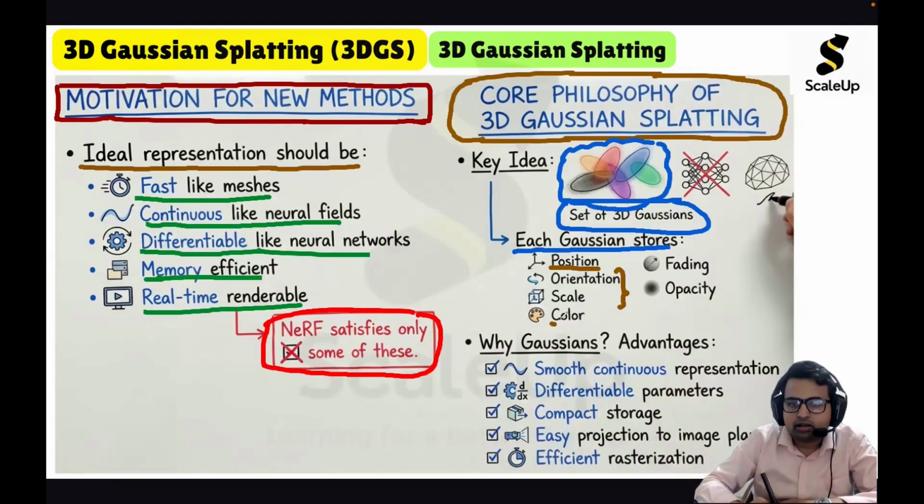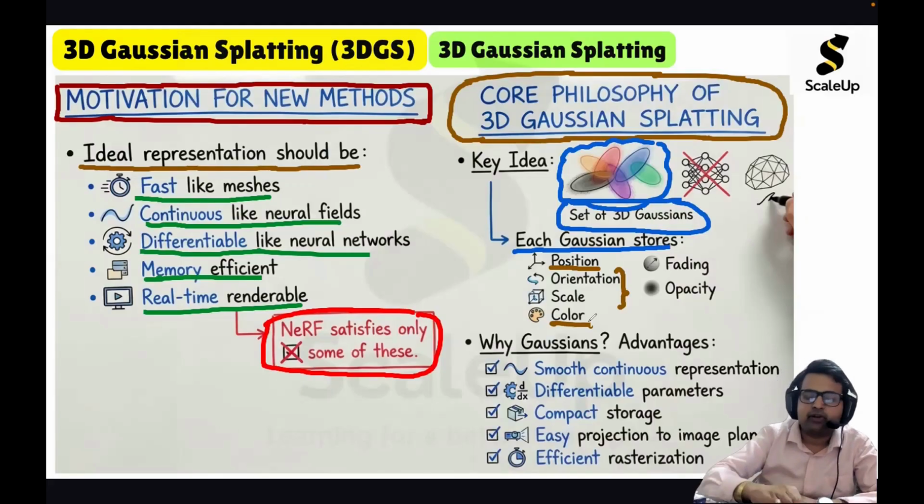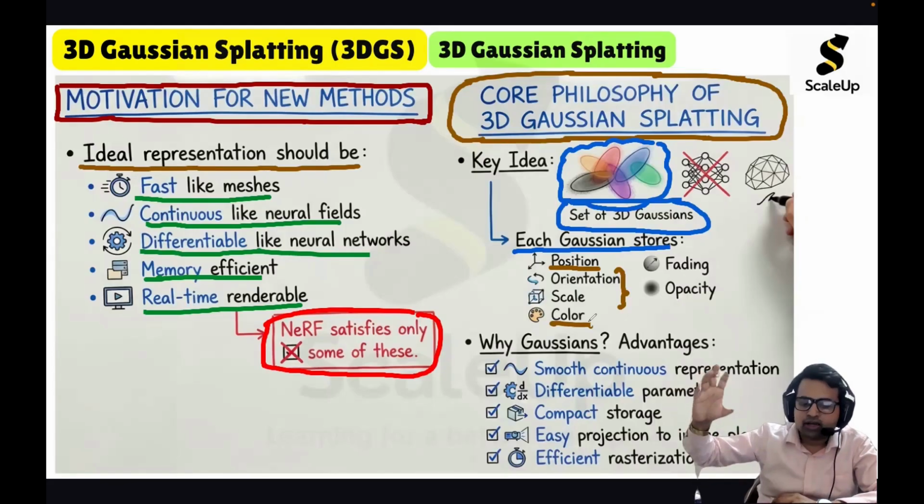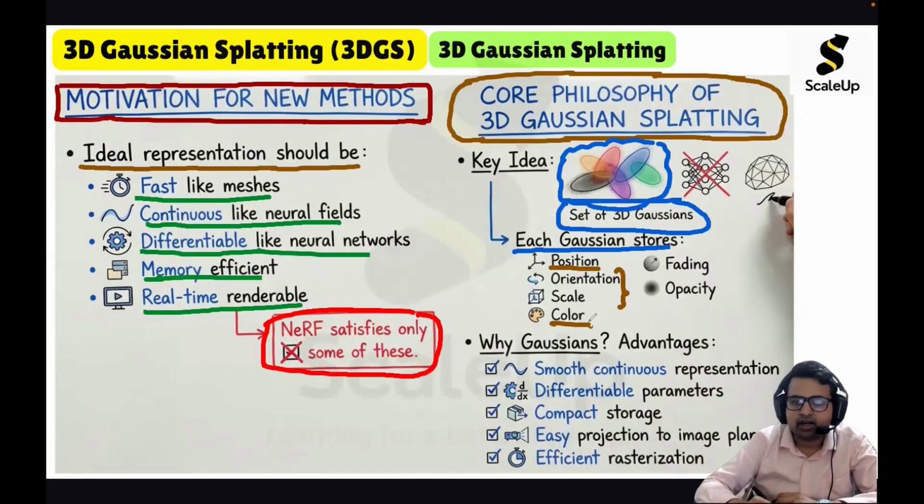Then the color. Instead of a single RGB color, it stores coefficients that change the color based on the viewing angle, simulating reflection. So it will not just store RGB, rather it will also take into consideration the intensity, how the color changes based on the viewing angle. That also is taken care of by the color. And the opacity. Opacity means a value between 0 and 1. It determines the transparency of the splat, how transparent the splat is.